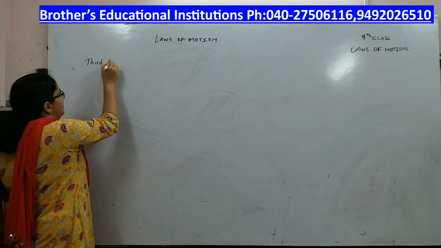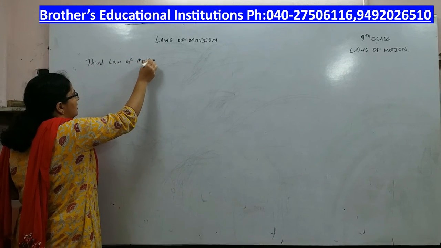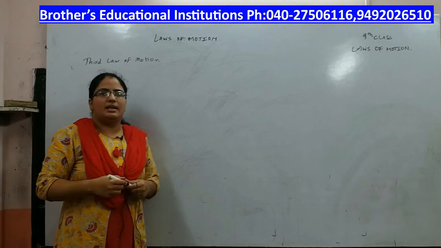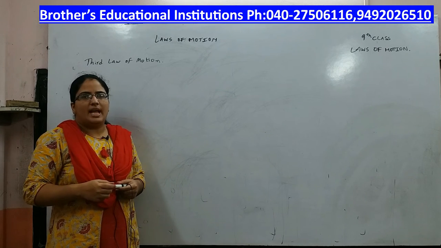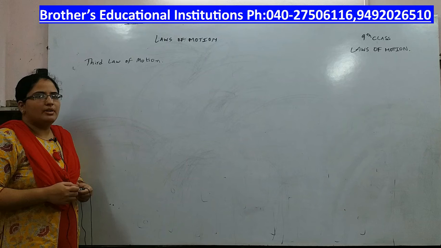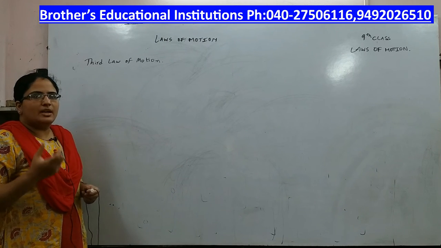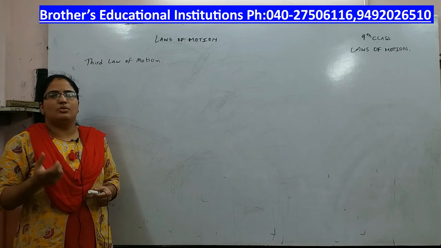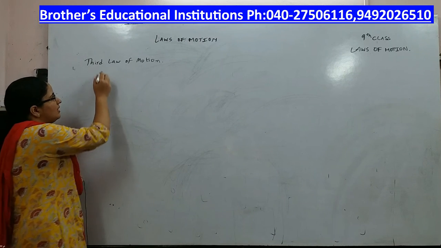Third law of motion. Newton's third law states that every action has an equal and opposite reaction. Now we will see what this means. The first law and second law apply to a single body, whereas Newton's third law applies to two bodies together. Now let us see what Newton's third law of motion is.